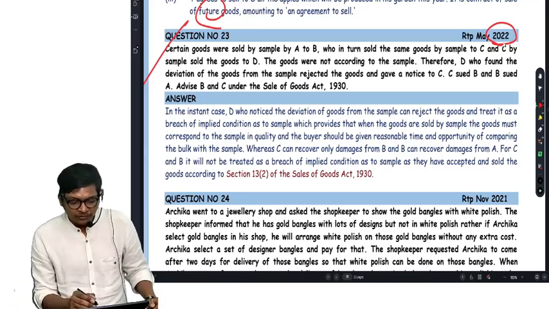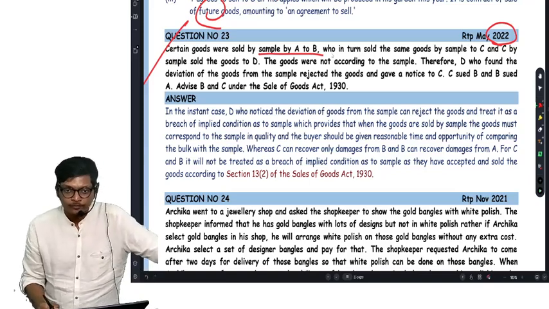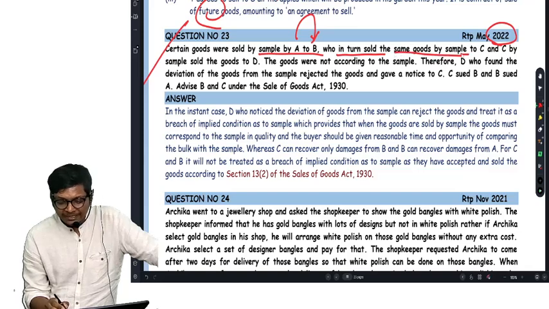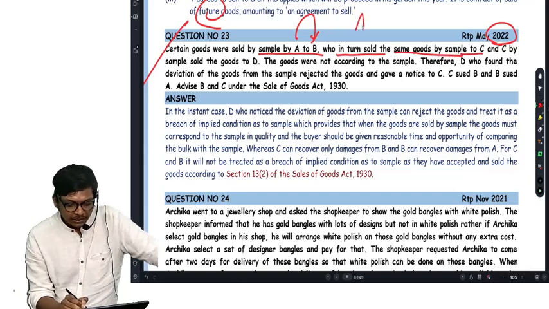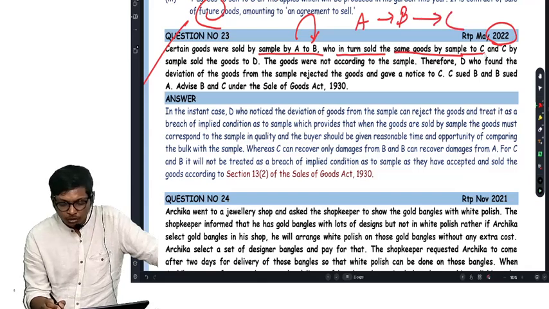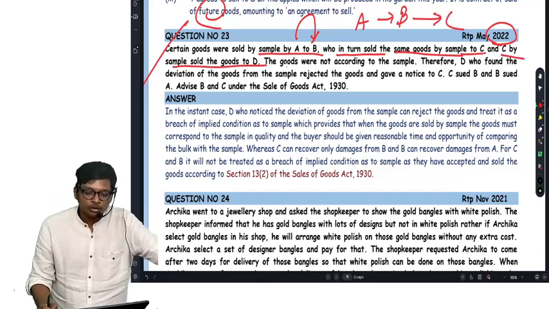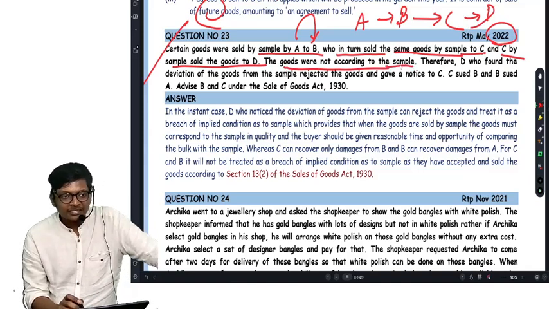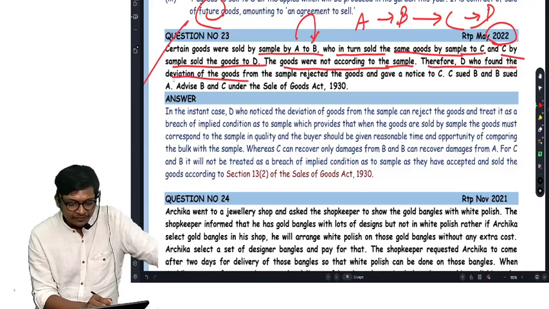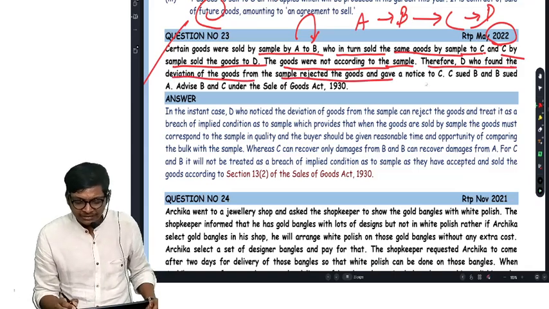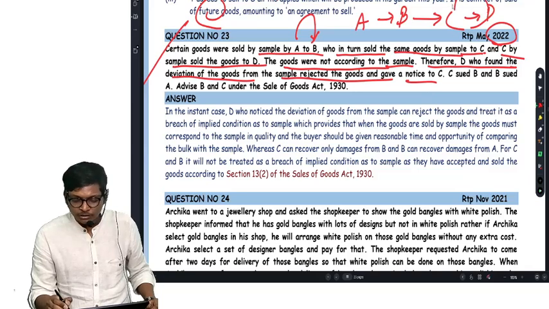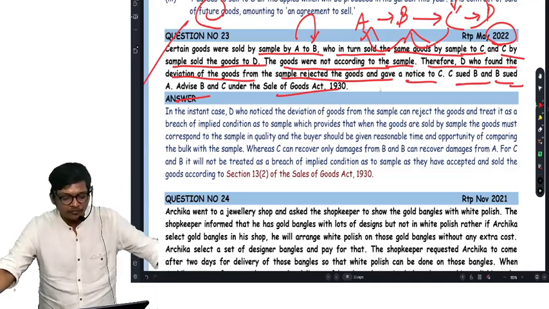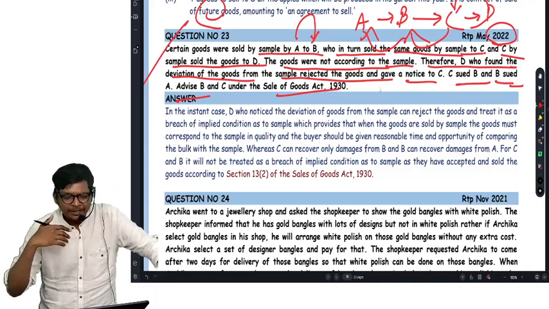Okay. Certain goods were sold by sample by A to B. B in turn sold the same goods by sample to C, and C again sold it to D. The goods were not according to the sample, therefore D, who found the deviation of the goods, rejected them and gave notice to C. So D sued C, C sued B, and B sued A. Explain under the Sale of Goods Act. Simple. Let there be multiple sales. Everybody sold it.